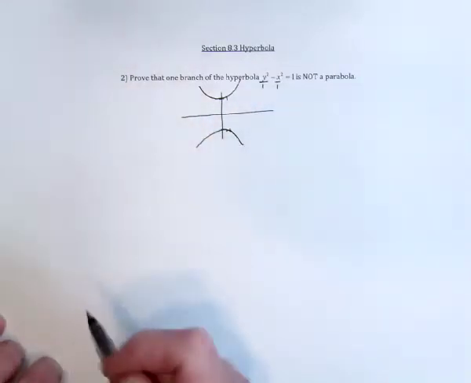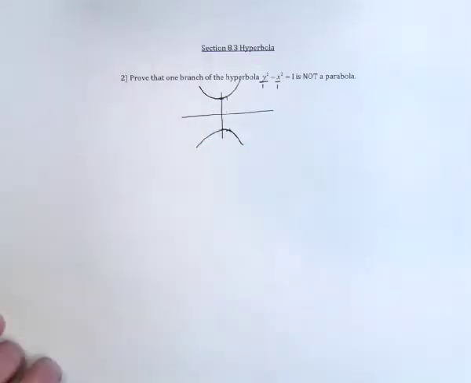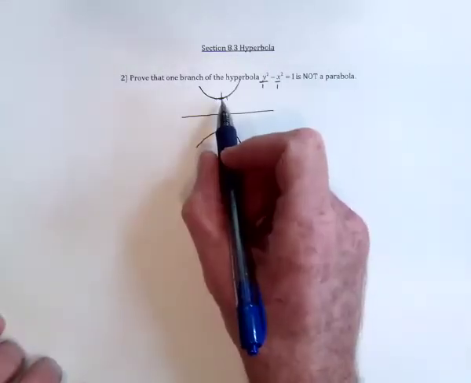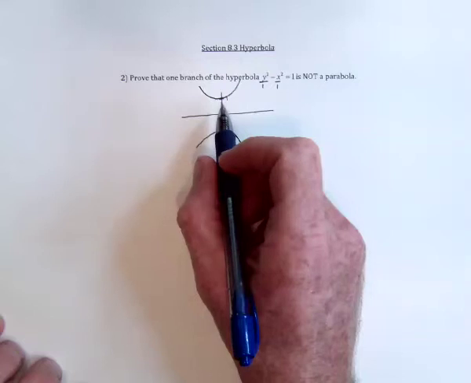And then some people believe that that looks like just two parabolas, one facing up and one facing down. And what we're going to prove in this one is that these are not parabolas. So we'll pick this one up here and prove that this one is not a parabola.